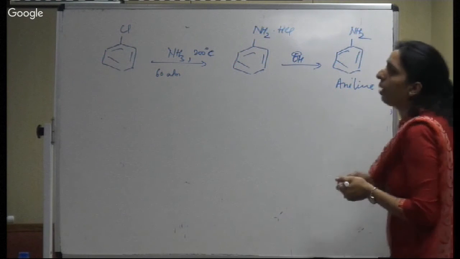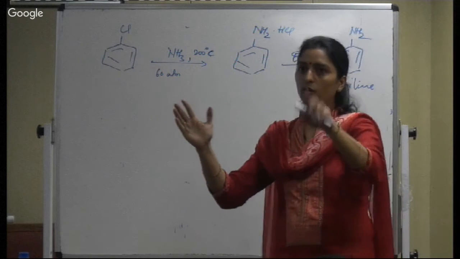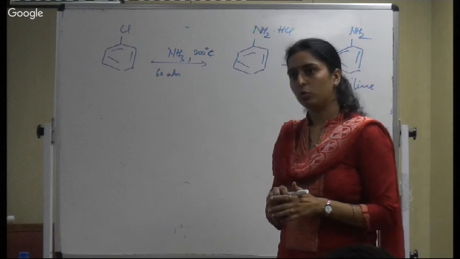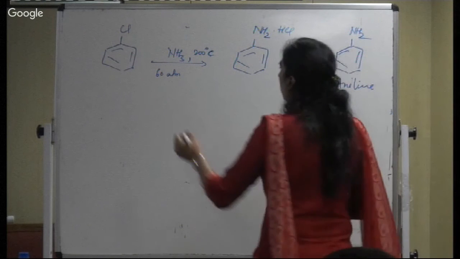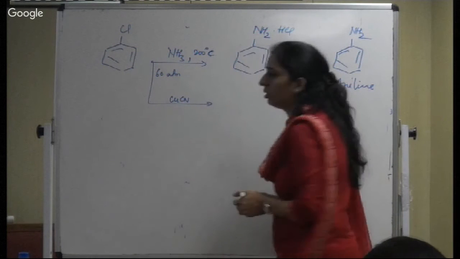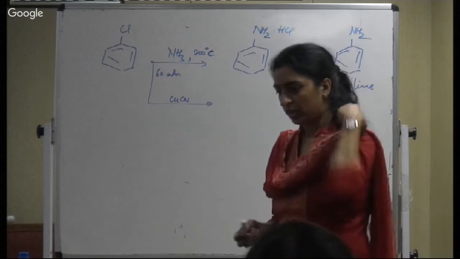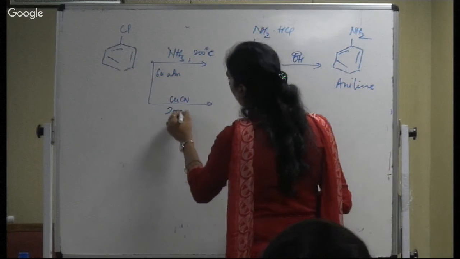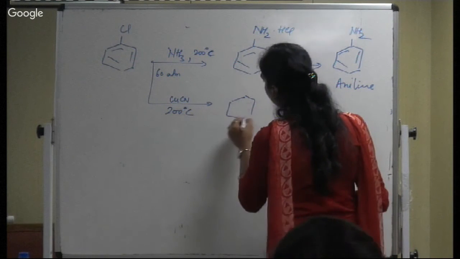So this can come as chlorobenzene, arrow, ammonia. What is A and what is B? Will you be able to do it? With CuCN also, can you write down the product? I'll tell you the reaction condition. At 200 degrees Celsius, can you tell me what will be the product?